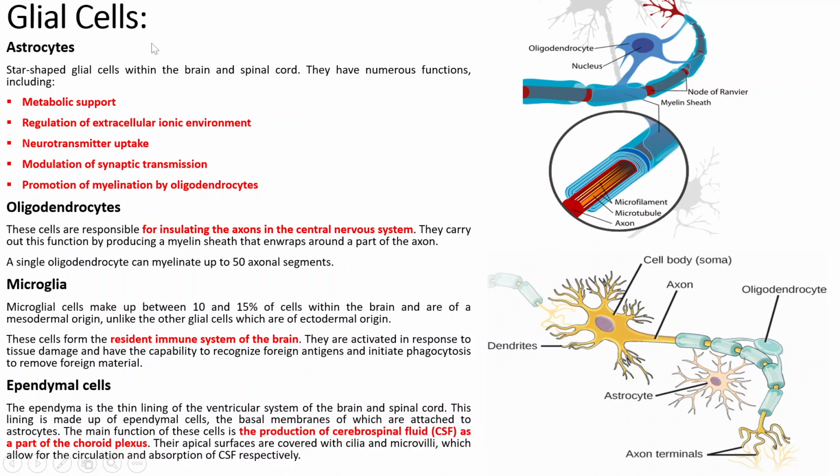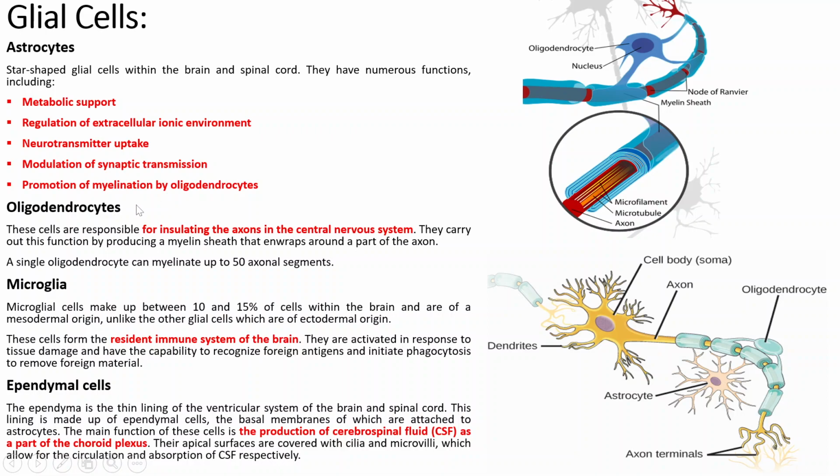So we will discuss the function of the astrocyte. These are the star-shaped glial cells which are found within the brain and the spinal cord, and they have numerous functions that include providing metabolic support, regulation of the extracellular ionic environment, neurotransmitter uptake, modulation of synaptic transmission, and the promotion of myelination by the oligodendrocyte.